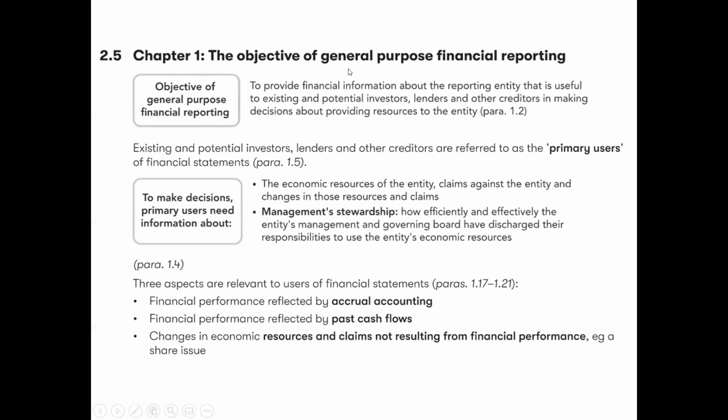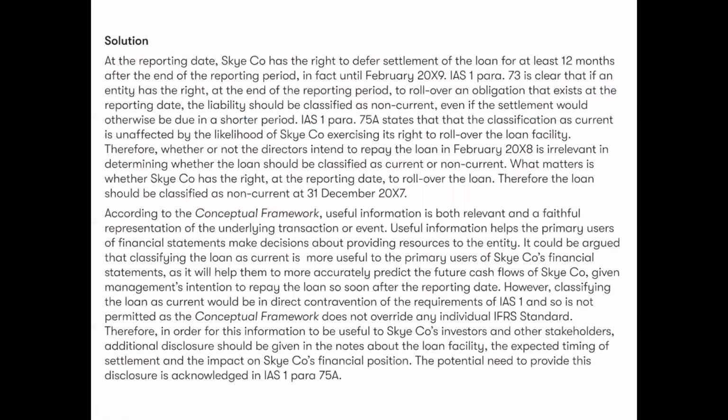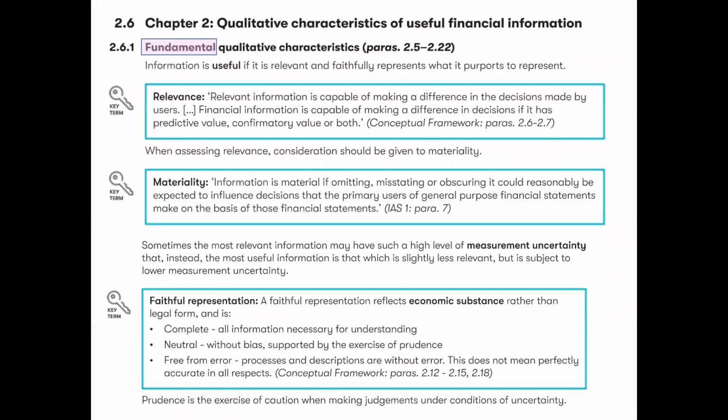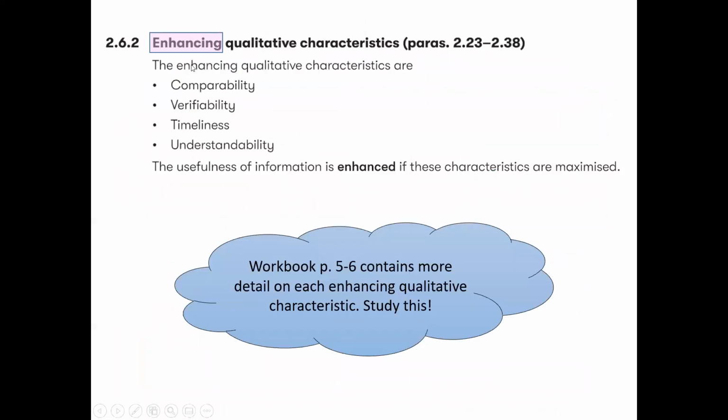So I want you to understand what's the objective of the financial reporting, the general objective from the different perspectives. You will see we will work through some questions, but you need to understand what is meant with each one of these qualitative characteristics. You need to know what relevance, materiality, faithful presentation are. Make sure you understand why it is relevant for our financial information. You also need to see that there are enhancing qualitative characteristics like comparability, verifiability, timeliness, and understandability.